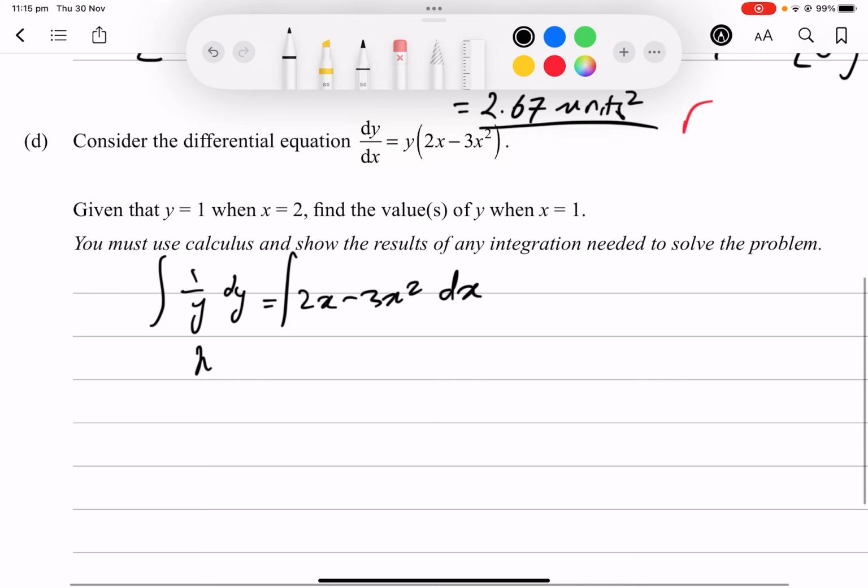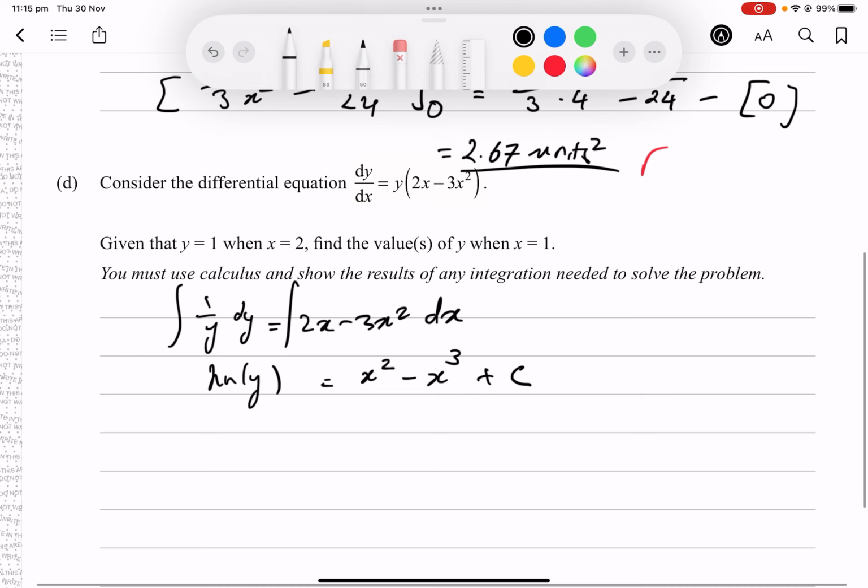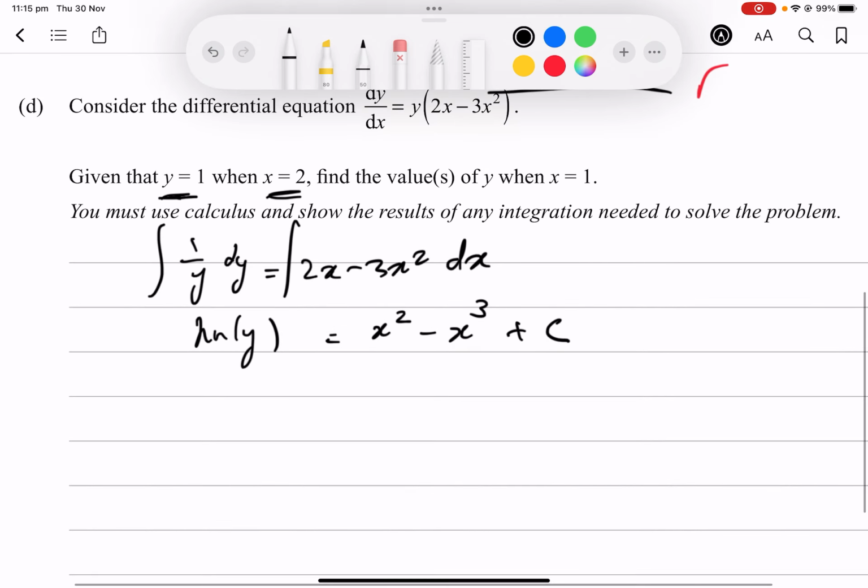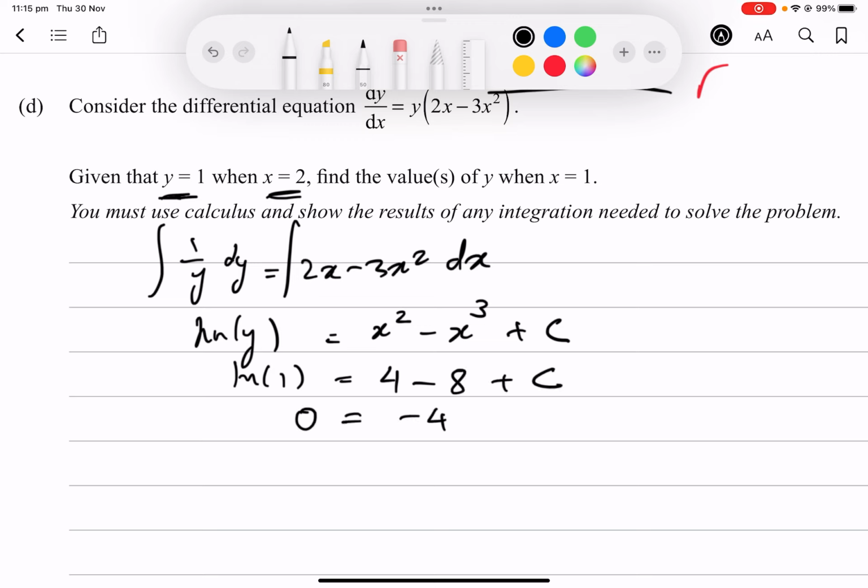So now we can say that ln y equals the integral on the right hand side. So that's x squared minus x cubed plus c, the constant of integration. And we know that when y equals 1, x equals 2. So we can use that to find the value of c. So ln 1 is equal to 2 squared, which is 4, minus 2 to the power of 3, which is 8, plus c. ln 1 is 0. So 0 equals negative 4 plus c. Therefore, c equals 4.